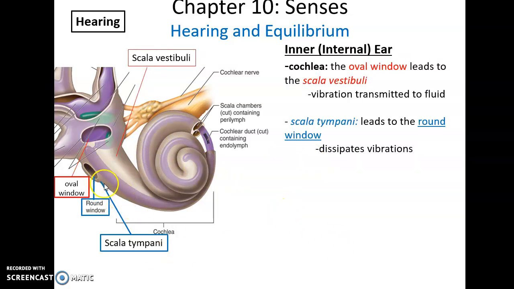Then we have a lower compartment on the other side called the scala tympani, and it is also filled with perilymph, and it ends in a membranous structure called the round window. And so any leftover sound waves or pressure waves will travel along the scala tympani and then get dissipated through the round window, so we don't get any feedback.